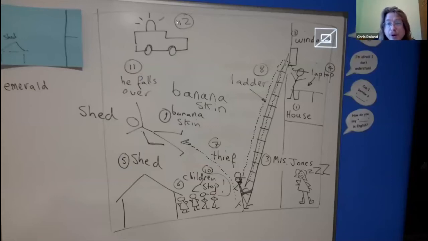This one is another one, and this was from a lower level for 6 and 7 year olds. In this story, there's a lady in her house asleep. A thief goes in, steals a laptop, comes out. The children, who are the regular characters, they see the thief. They say stop. The thief slips on a banana skin, and the police come.